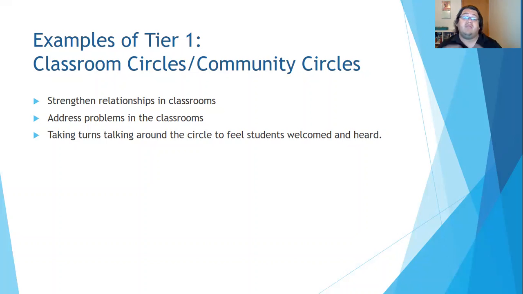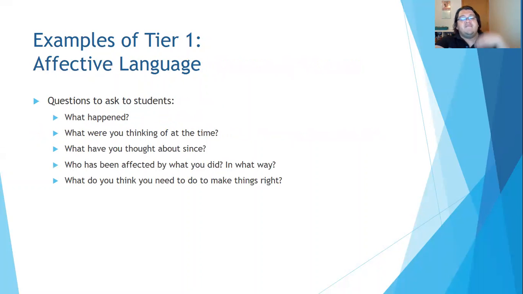This is where we know we have a little bit of an issue, but we're able to handle it due to classroom circles. And once they get used to it, they know that they can't get away with it, right? But we also have effective language, right? So these are the questions that we ask with effective language.